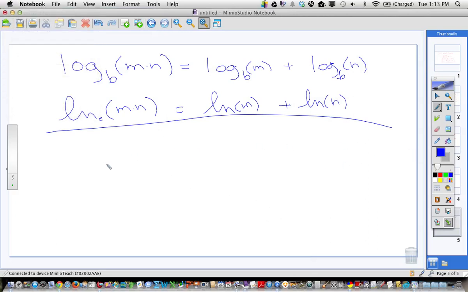All right? Another rule of logs we were talking about here earlier is when you have a power inside, you can bring that power down in front.